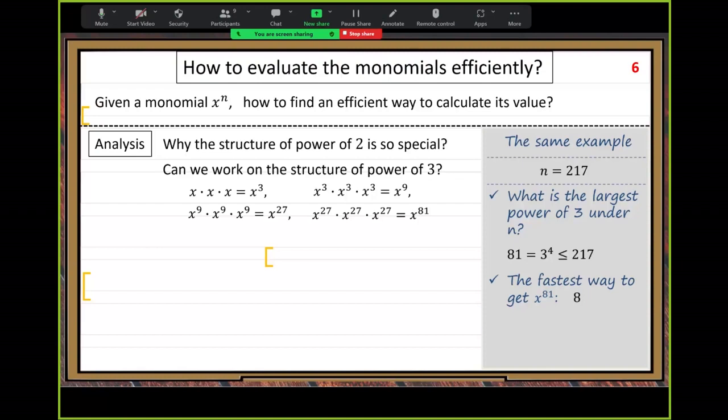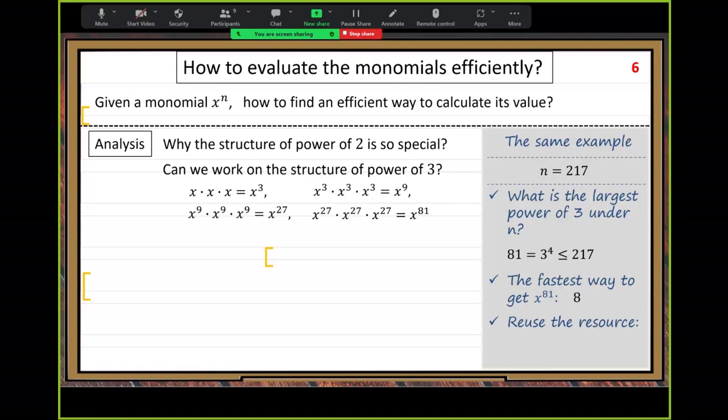So 2 times 4, 8 multiplications. We do the repeated cubing 4 times. Each time we need 2 multiplications. 2 times 4 equals 8 multiplications.